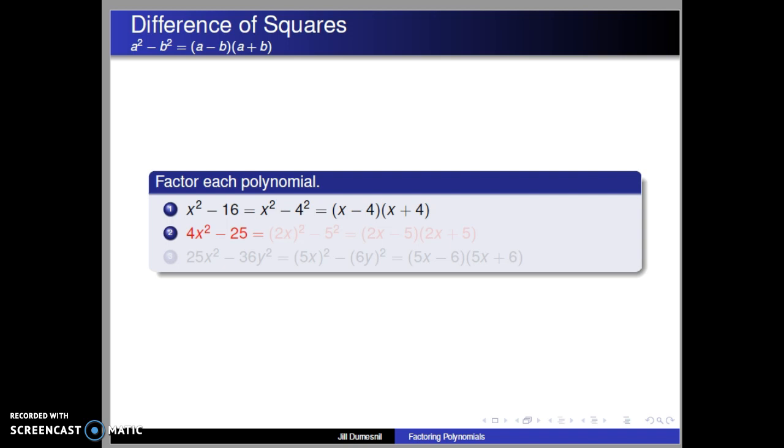To factor 4x squared minus 25, we notice that we have 2x squared minus 5 squared. And so our factorization looks like 2x minus 5 times 2x plus 5. Finally, to factor 25x squared minus 36y squared, we notice that our first term is 5x squared, and our second term is 6y squared. So this difference factors into 5x minus 6y times 5x plus 6y.